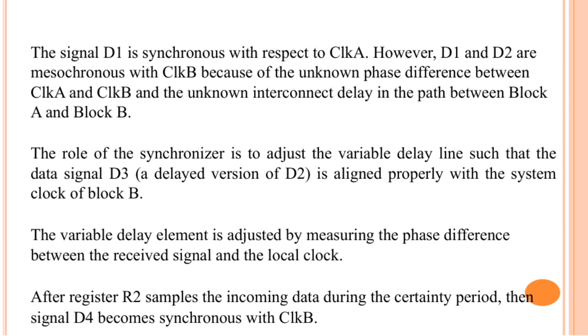This is where the synchronizer plays a critical role. Its job is to adjust a variable delay line so that the data signal D3, which is essentially a delayed version of D2, aligns properly with Block B system clock, CLKB. The adjustment happens by measuring the phase difference between the received data signal and the local clock. Once register R2 samples the data during a period when timing is certain, the output signal D4 becomes fully synchronous with CLKB. This process effectively resolves the uncertainties and ensures reliable data transfer between the two blocks.